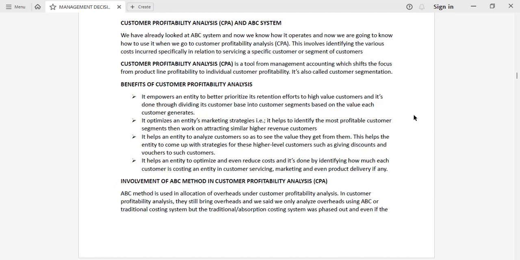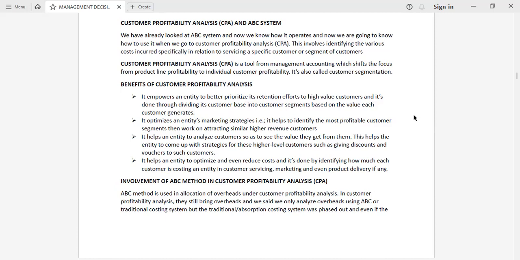So that's all that we can talk about as far as seeing the overview of the customer profitability analysis, because that's what we need to know from the customer before we actually go to these other aspects. So we need also to look at the involvement of the ABC method in the customer profitability analysis. How are we going to involve the ABC method in the customer profitability analysis? How are we going to include that?